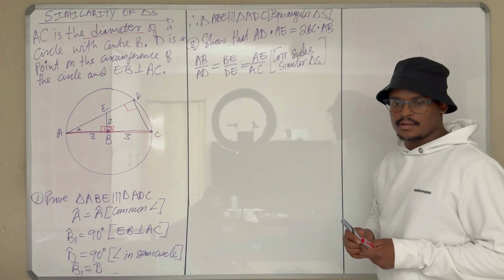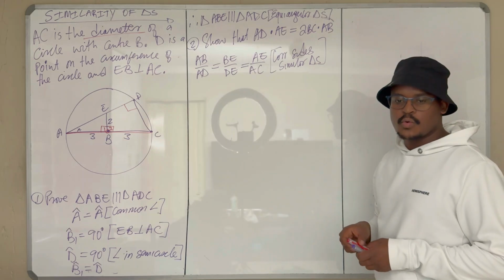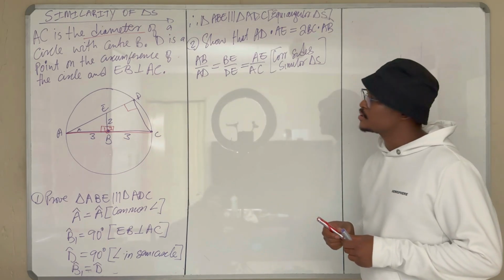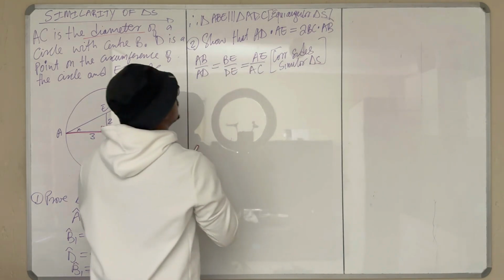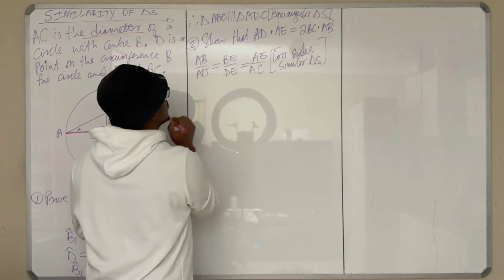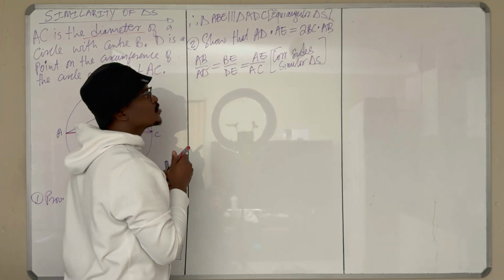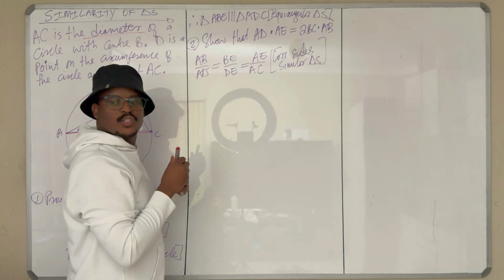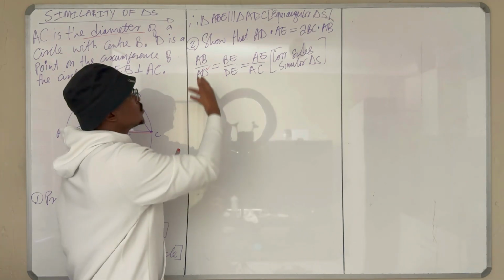That's why those ratios are equal, because those are corresponding sides of similar triangles. So look now. AD, where is AD? Corresponding sides or corresponding ratios? Corresponding sides. So corresponding sides of similar triangles have equal ratios. That's what you have done here.